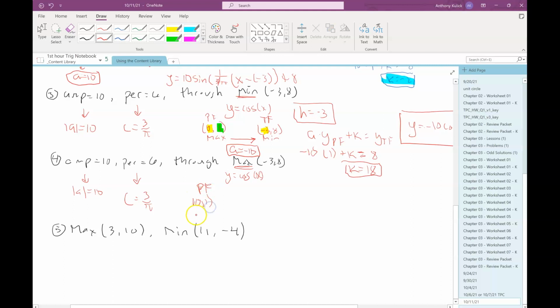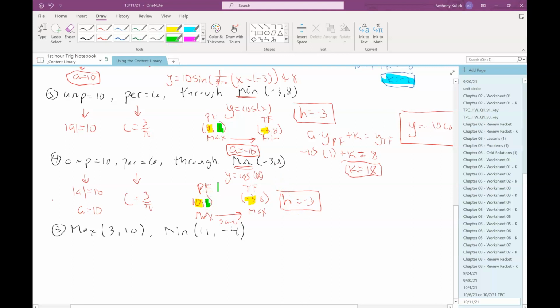So the parent function there, (0, 1) is a max. And it's going to the transformed function of (-3, 8), which is also a maximum. Because max to max is the same, that tells me the A value is +10. Again, the x-coordinate for my parent function is 0. The x-coordinate for my transformed function is -3. So that tells me the h is -3.